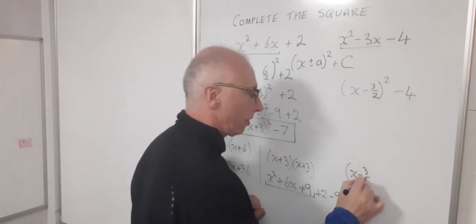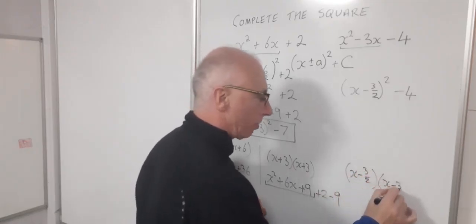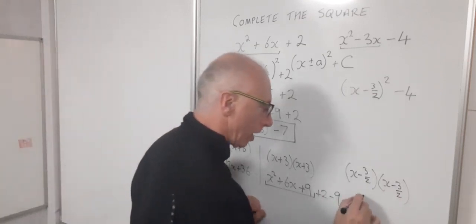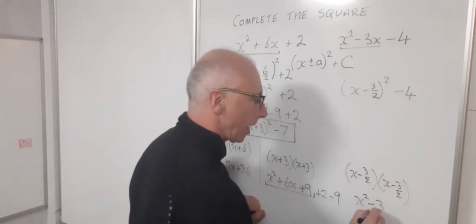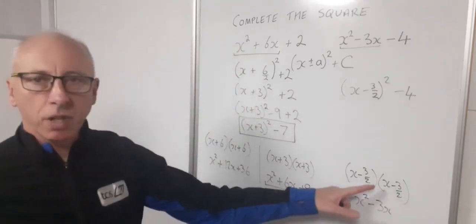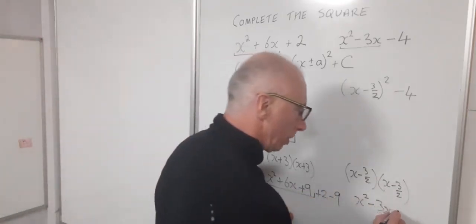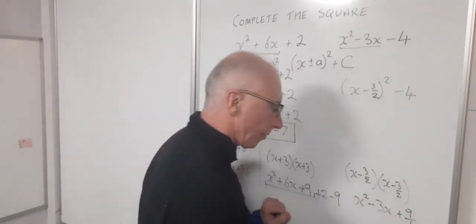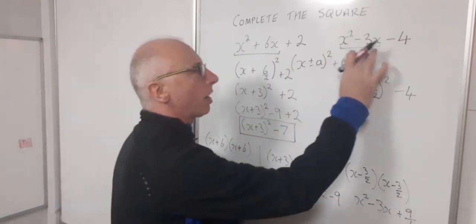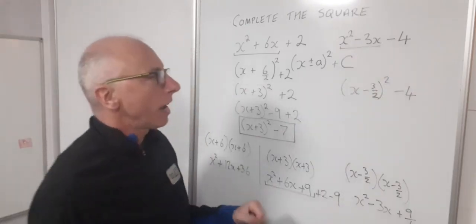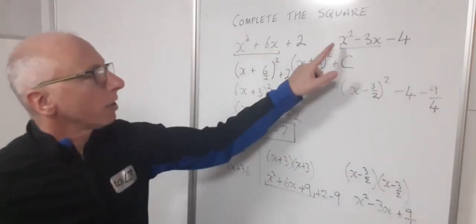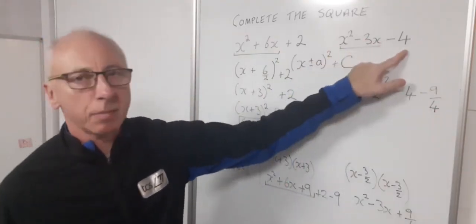So x minus 3 over 2, x minus 3 over 2. If I FOIL that one out, I'll get x squared. I'll get minus 3x, because I've got 2 of those. And then minus 3 over 2 times minus 3 over 2 gives me positive 9 over 4. Now x squared minus 3x plus 9 over 4 is 9 over 4 more than that one. So now I need to subtract 9 over 4 to make it equivalent to this. So now this is the same as this.